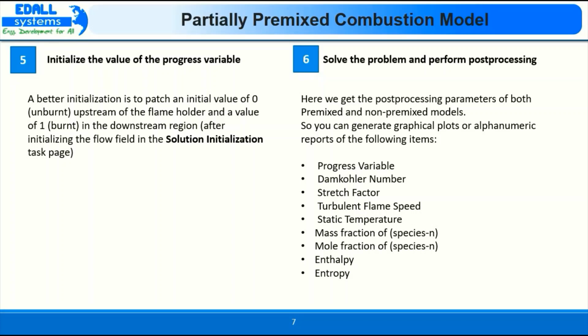While solving the problem, one has to carry out a cold flow simulation first, and then go for the hot flow. Otherwise, they won't be able to patch proper values of C if both hot and cold flow simulations are solved at a single time. Even in post processing, we can generate graphical plots or alphanumeric reports of the following terms. What we saw in the premixed and non-premixed combustion models, the same parameters we can analyze in the partially premixed combustion model for post processing.